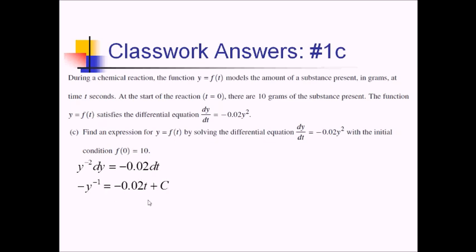Next, we need to plug in the initial condition to find that c value. So I'm plugging in 10 for y, so this is negative 10 to the negative 1 on the left. On the right, I'm plugging in 0 for t. That zeroes out that negative there. So we just have c on the right side. And on the left side, we can call this negative 1/10 if we want.